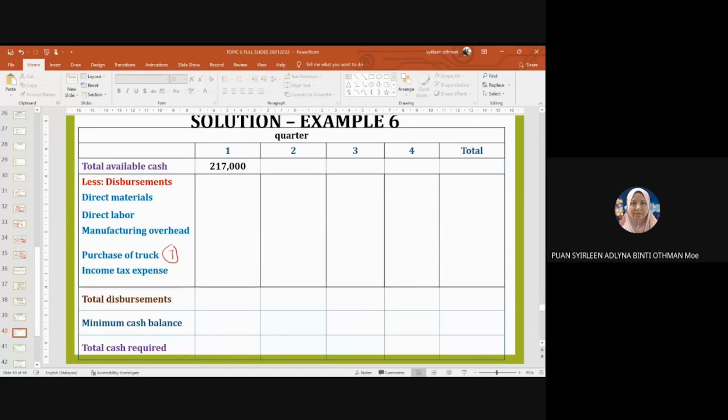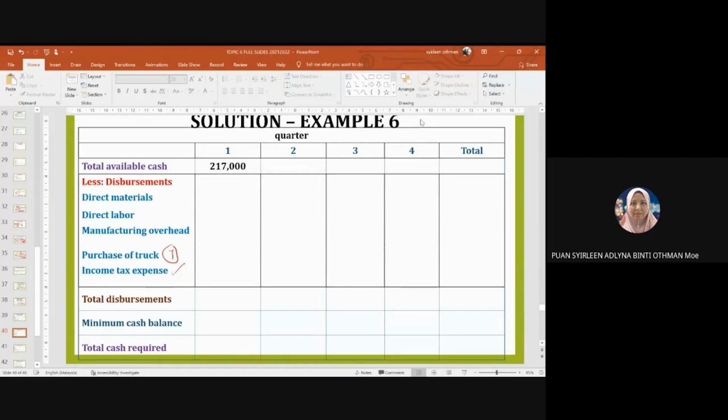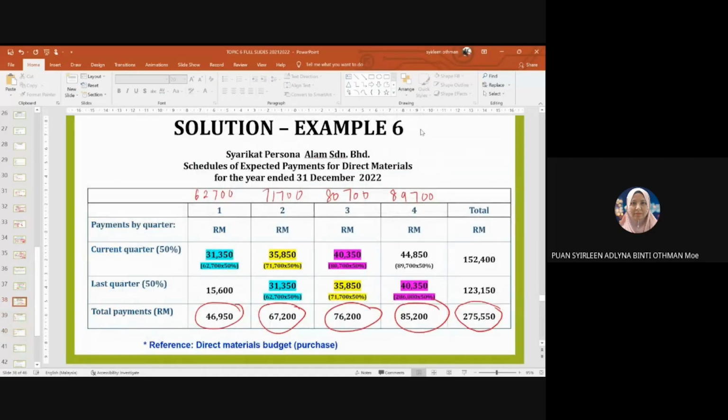Then we have income tax. Income tax, we pay staggered, every quarter with the amount of 6,000 ringgit. So write it in first. So these are the items that you need to pay. Okay, where do we take the direct material from? This one you will take from your payments schedule earlier. The payment schedule that you pay, 46,950, this is actually for your direct materials, right?